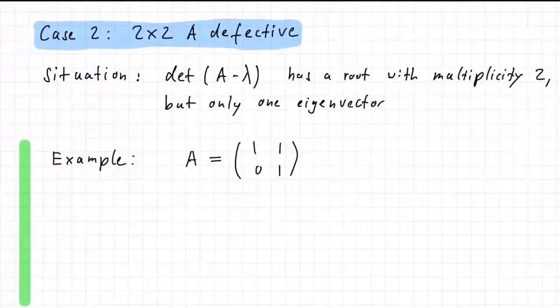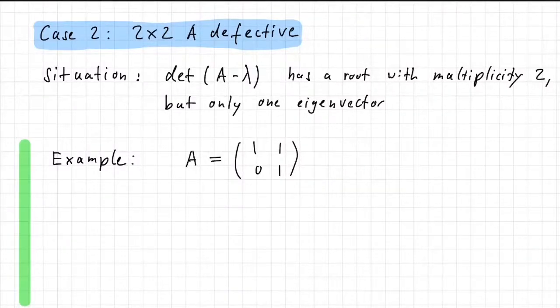Now, what we considered so far was case 1, where I said A is diagonalizable. Now I want to look at a special case. I want to restrict myself to a 2 by 2 matrix and a so-called defective matrix A. So for A defective, we have the situation that the determinant of A minus lambda has a root with multiplicity 2. Remember, for a 2 by 2 matrix, of course, we can only have 2 eigenvalues and 2 eigenvectors. Here we basically have a degenerate eigenvalue. You get a root with multiplicity 2, so just one eigenvalue.